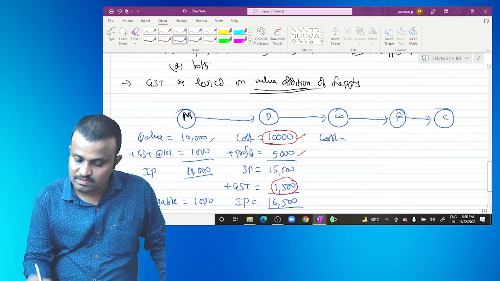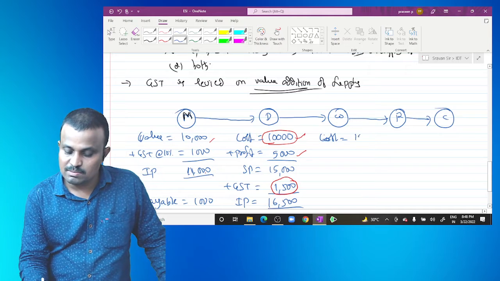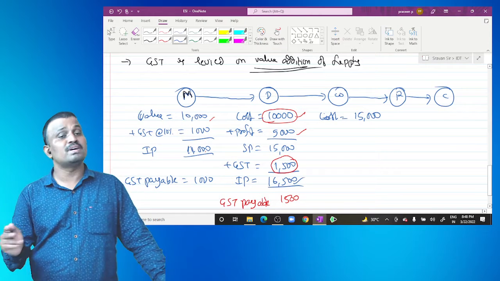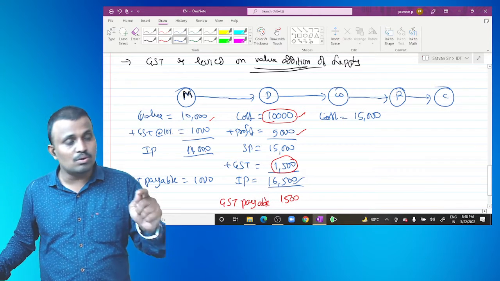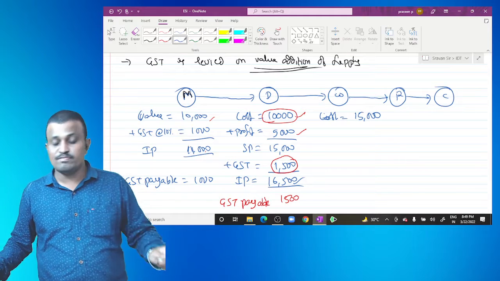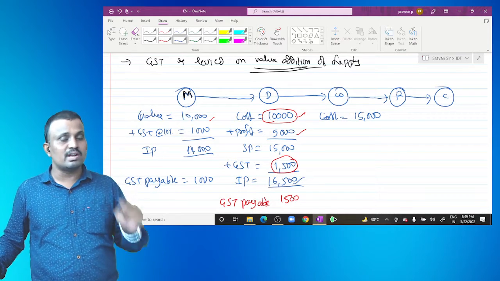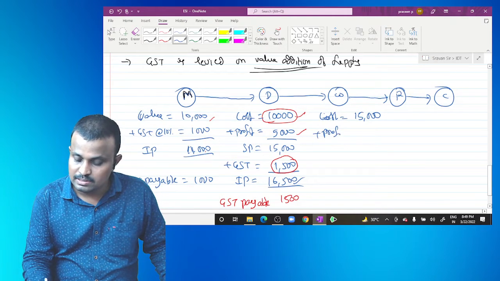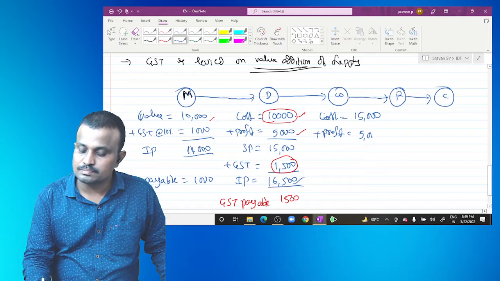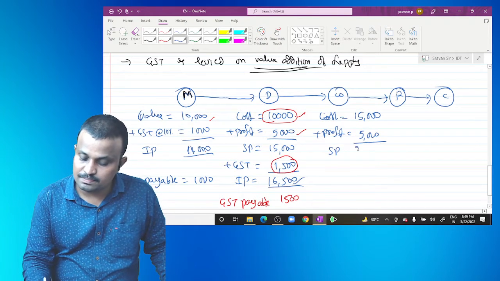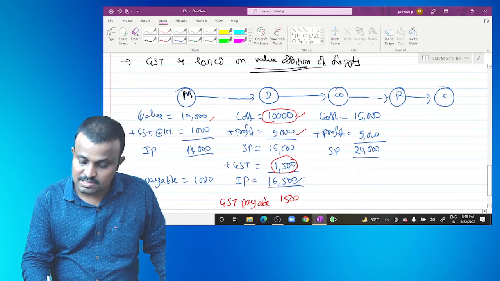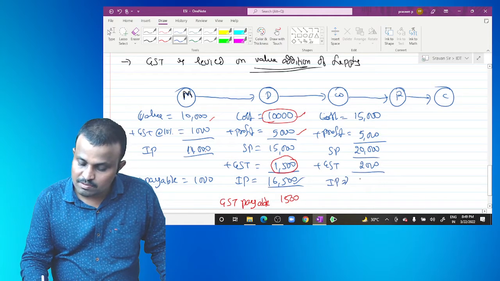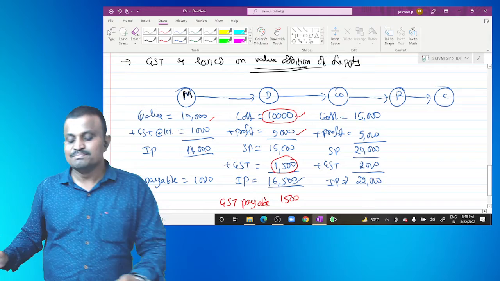what is the cost of the product? So the cost of the product is nothing but 15,000. Actually, he paid the amount of 16,500 at the time of purchase, even though he has to consider only 15,000, because the remaining 1,500 is not paid towards the product; that is paid towards the element of tax. Profit is 5,000. Then the selling price is 20,000 plus GST 2,000. The invoice price is equal to how much amount?